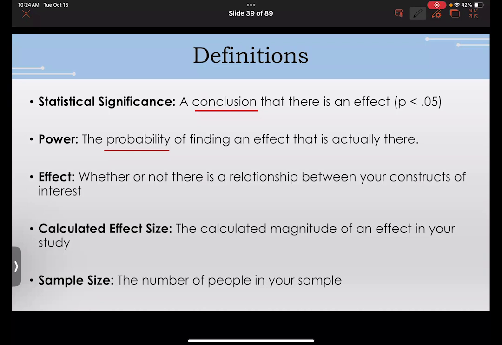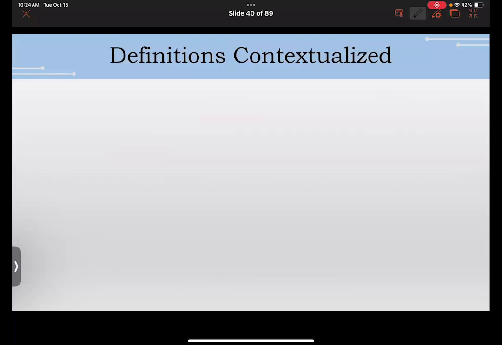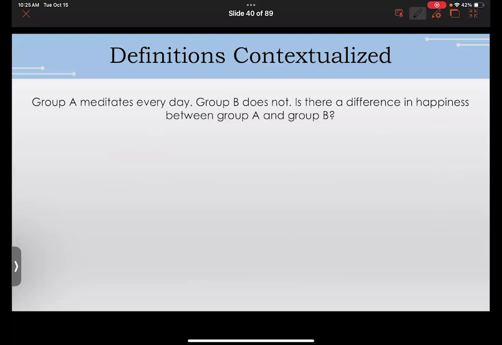Your goal is, if the effect exists out there, that you find it. If it's not out there, you can't find it, right? So that is the precursor. The power is that idea that the effect is out there and you find it. Sample size, we know, that's easy. So now let's contextualize those a little bit. Let's say group A meditates every day, group B does not.